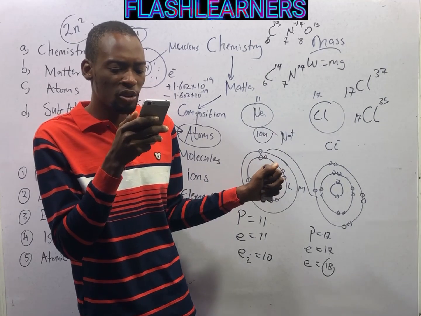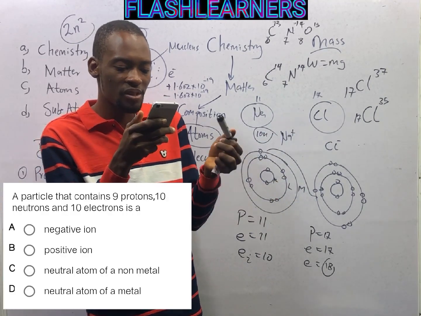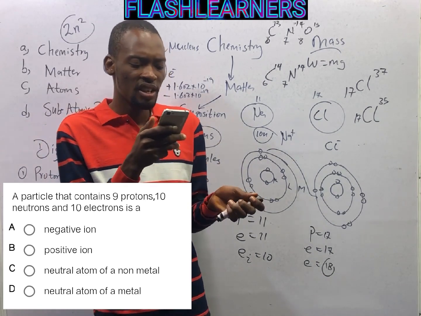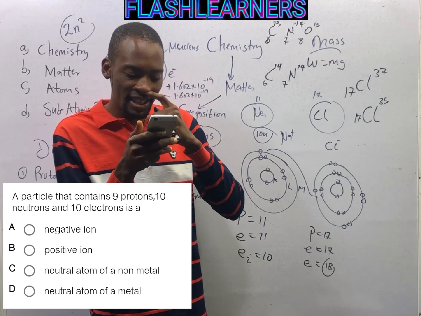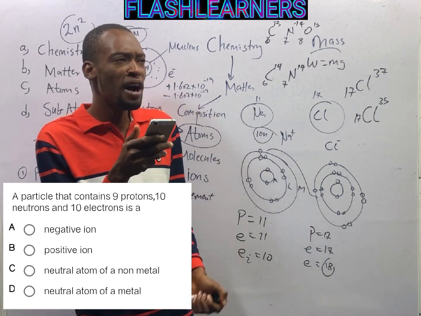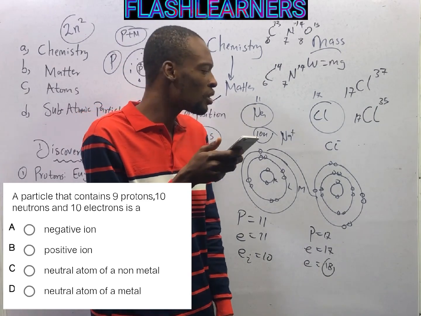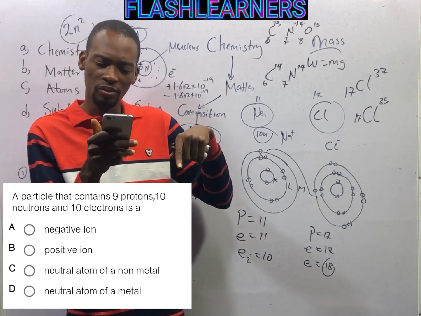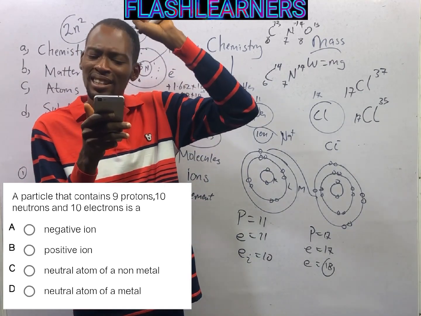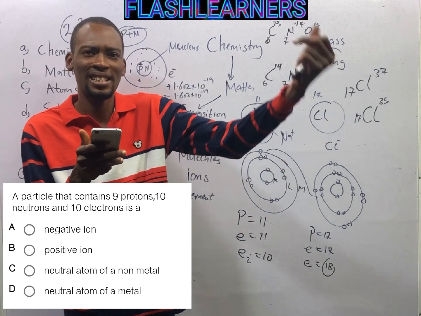A particle that contains 9 protons, 10 neutrons, and 10 electrons is a dash. It contains 9 protons, 10 neutrons, and 10 electrons. Since the number of protons and electrons are not the same, therefore it is an ion. It has either gained or lost an electron. But in this case, 9 protons, 10 electrons, it simply means it has gained an electron.